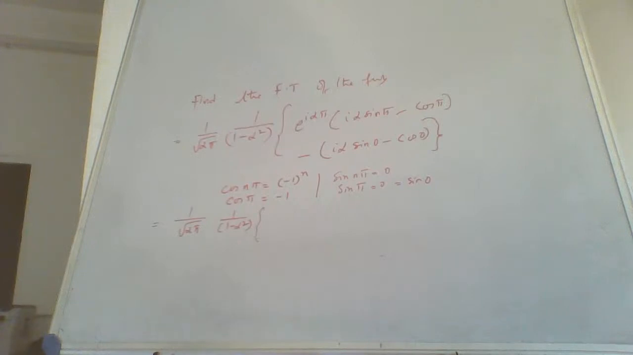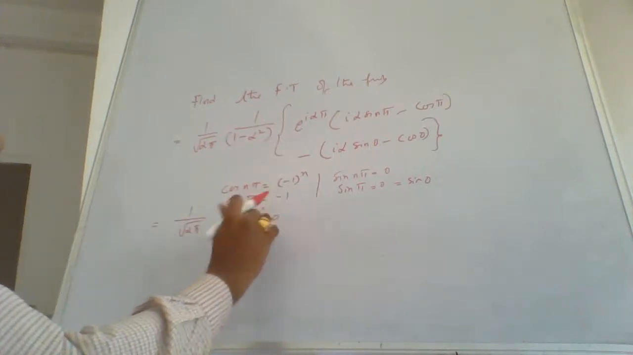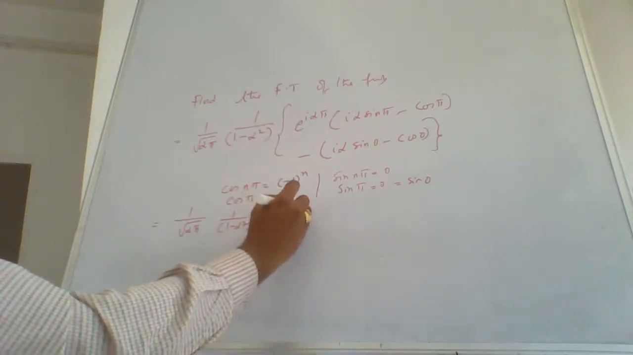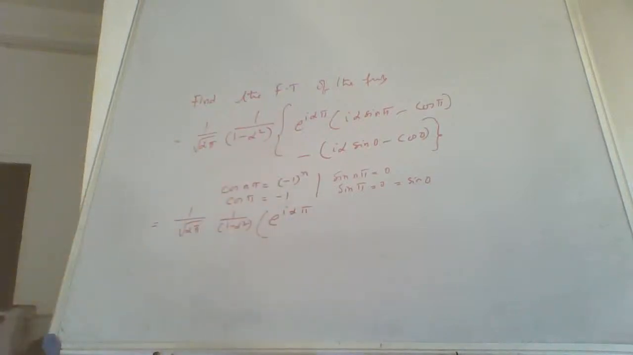So when I substitute it and calculate this entirely, sin pi will be 0 and sin 0 is 0. Only I'll be left with cos pi, which is minus 1, so minus of that gets outside, and I will get e to the power of i alpha plus 1. Okay, get this.